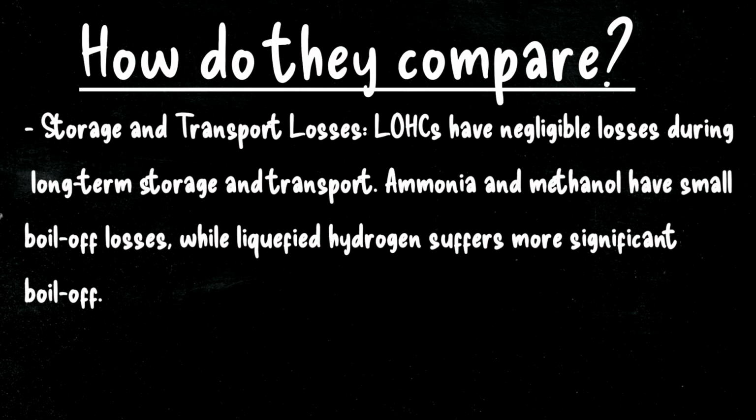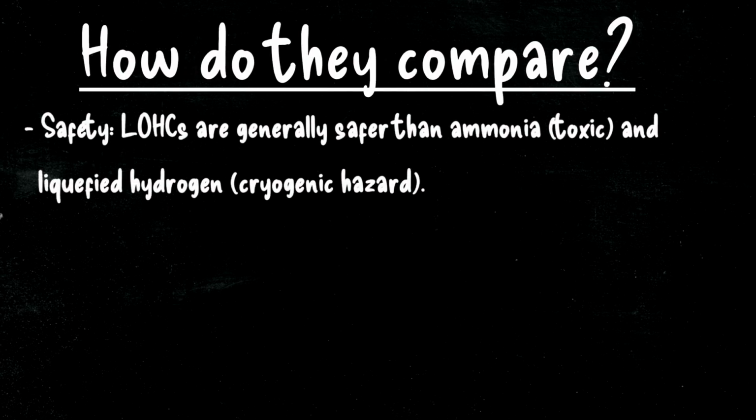Storage and transport losses. LOHCs have negligible losses during long-term storage and transport. Ammonia and methanol have small boil-off losses. Infrastructure compatibility. LOHCs and ammonia can utilize existing liquid fuel infrastructure, reducing upfront investment. Safety. LOHCs are generally safer than ammonia, which can be toxic.